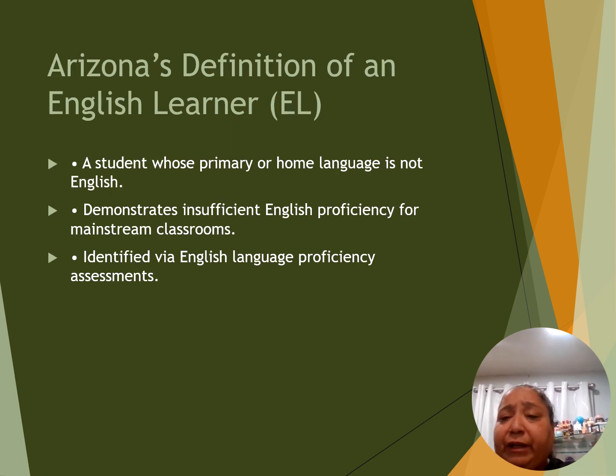In Arizona, an English learner is defined as a student whose primary home language is not English, who lacks the English skills needed to succeed in the mainstream classroom. This definition ensures that students receive the support they need through specialized instruction. The identification process is formal and is based on language proficiency testing.